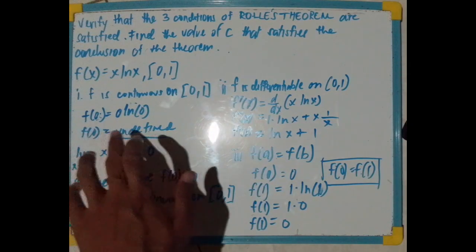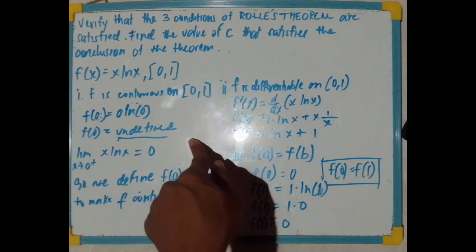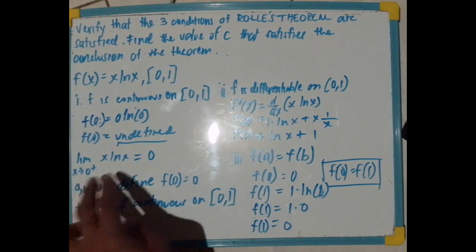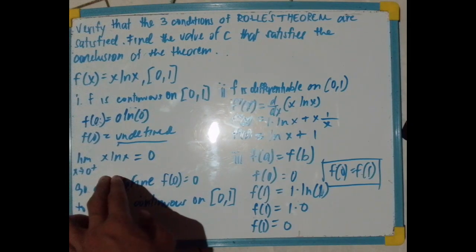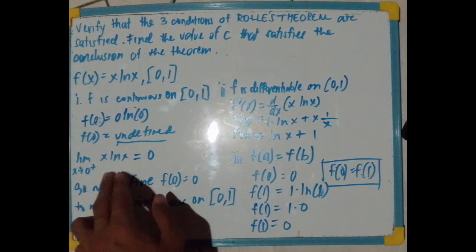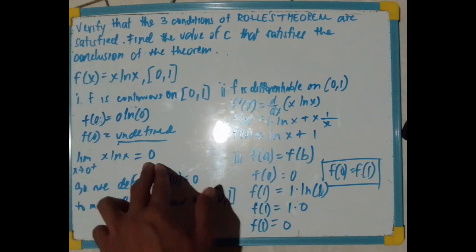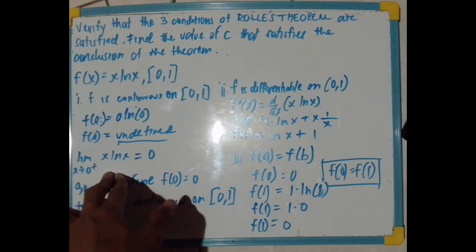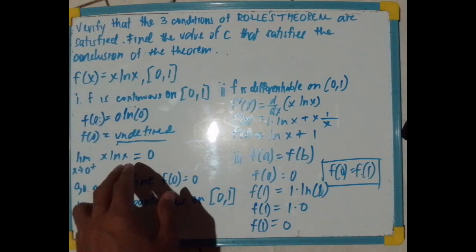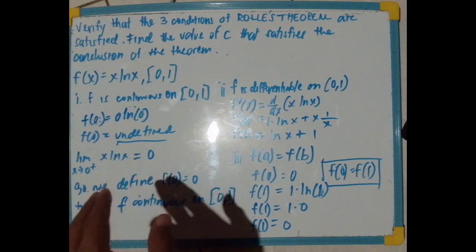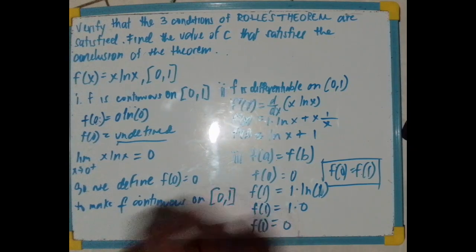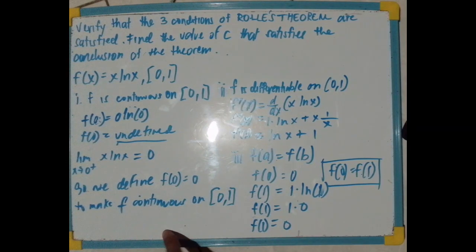So if we plug in 0 in the function, we have undefined. However, we can find the limit of the function as x approaches 0 from the right. So we have 0, because as we plug in any values from the right of 0, it is getting closer and closer to 0. So we define f of 0 is equal to 0 to make the function continuous on that closed interval 0 and 1.